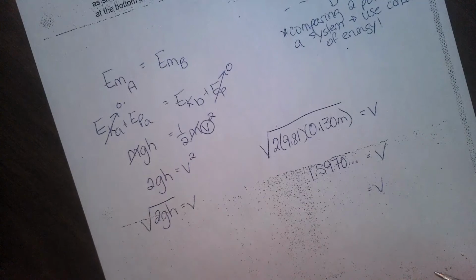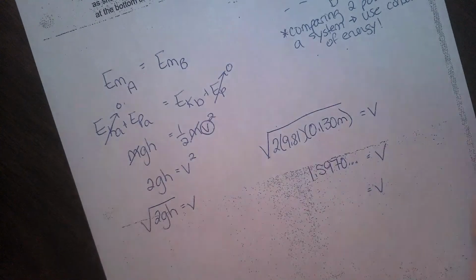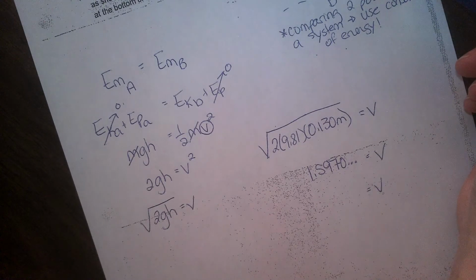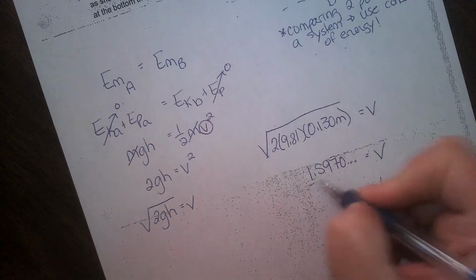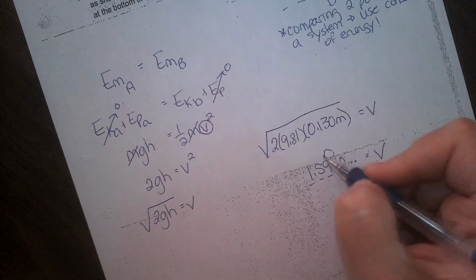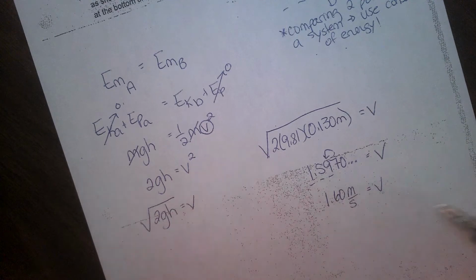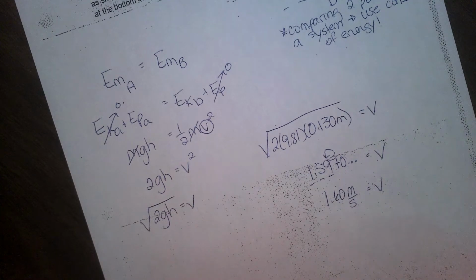When I look at significant digits, this is the only value that we have because 9.81 is a constant. We get 3: 1, 2, 3. The 7 will play on the 9, so it's 1.60 meters per second. It just asked us for speed. We do not need a direction.